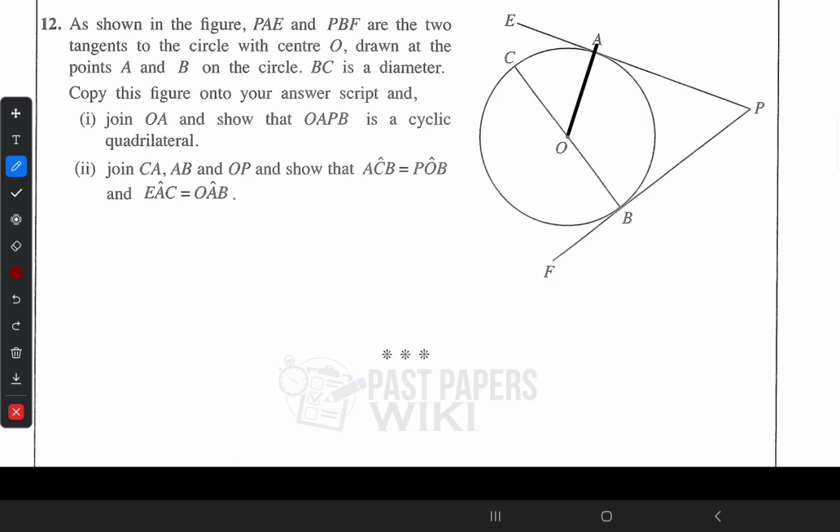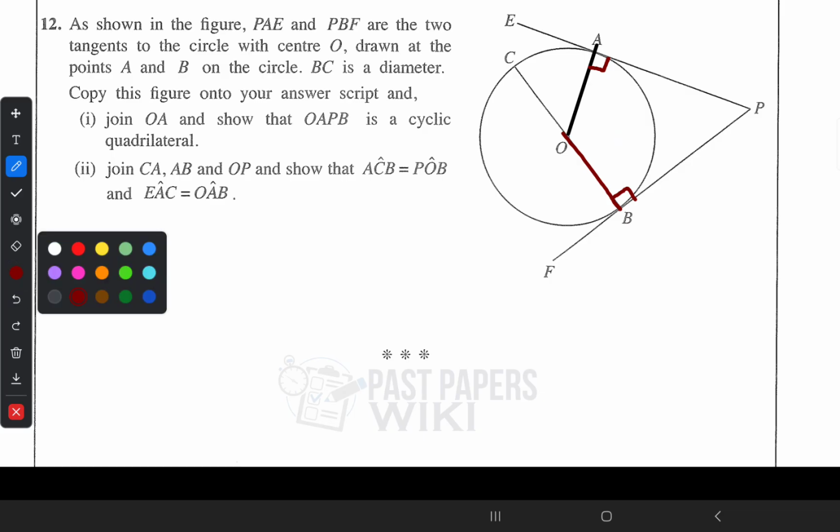That means we already know that we connected O and A. OA is a radius. So radius and tangent are perpendicular. This one is also a radius because BC is a diameter. That means OB is the radius of this circle. So the tangent and this radius are perpendicular. So this one and this one, opposite angles of a quadrilateral, are equal to 180. So let's write that relationship first.